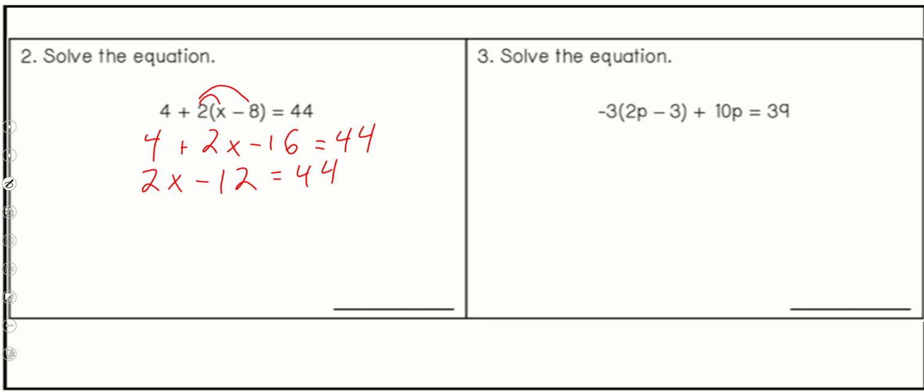Solve by doing opposite. So I'm going to add 12. So I got 2x equals, that makes 56. We're going to divide. We divide by 2. That's where the 28 comes from. Any questions on that one?